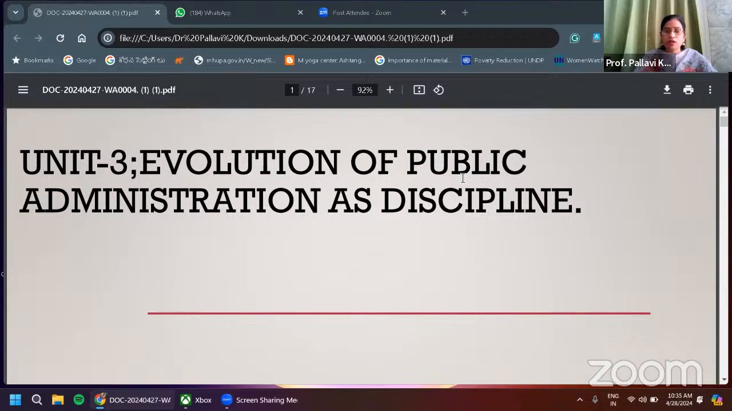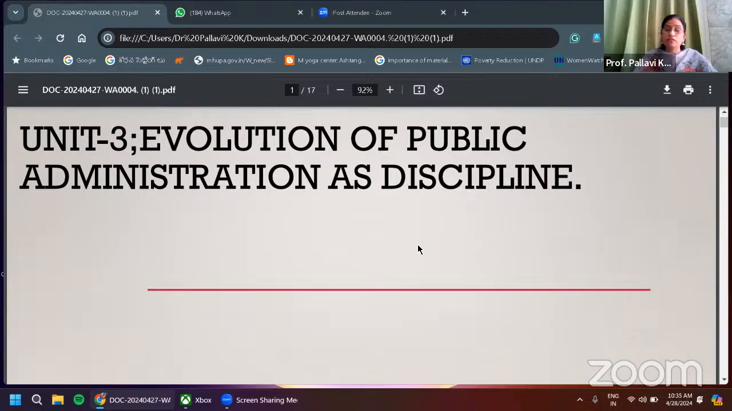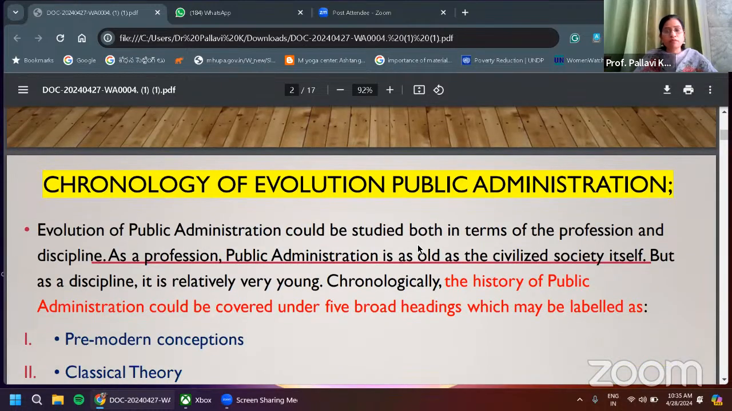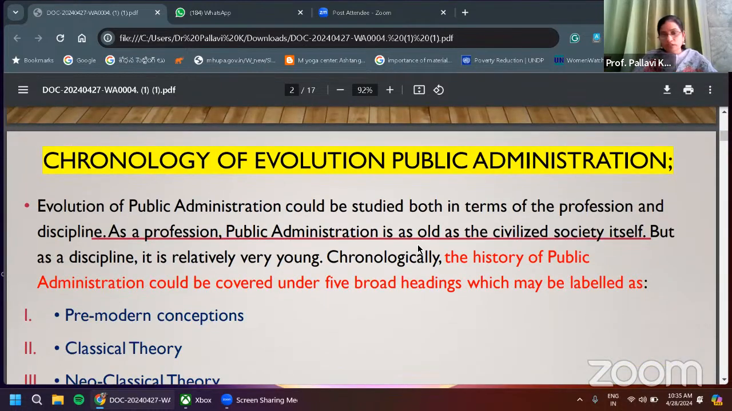So in this class, we are going to discuss the evolution of public administration as a discipline. As we discussed in the last class, the activity of public administration is very old, because any society began with the activity of public administration. But when we study public administration as a discipline, it is very young compared to the other social sciences. So let us see how the discipline has evolved over a period of time.